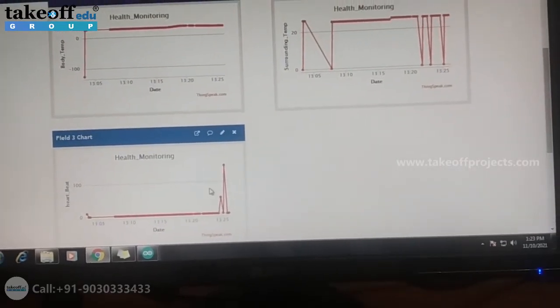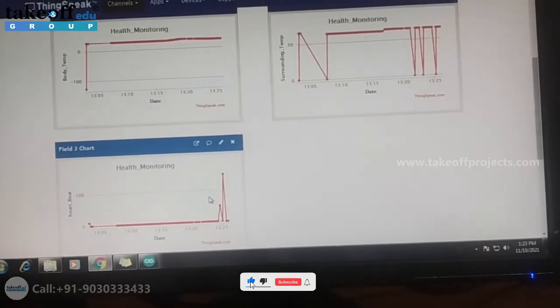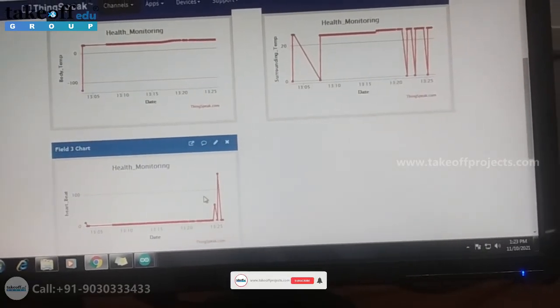Okay, so like this you can continuously monitor the health parameters using this project.